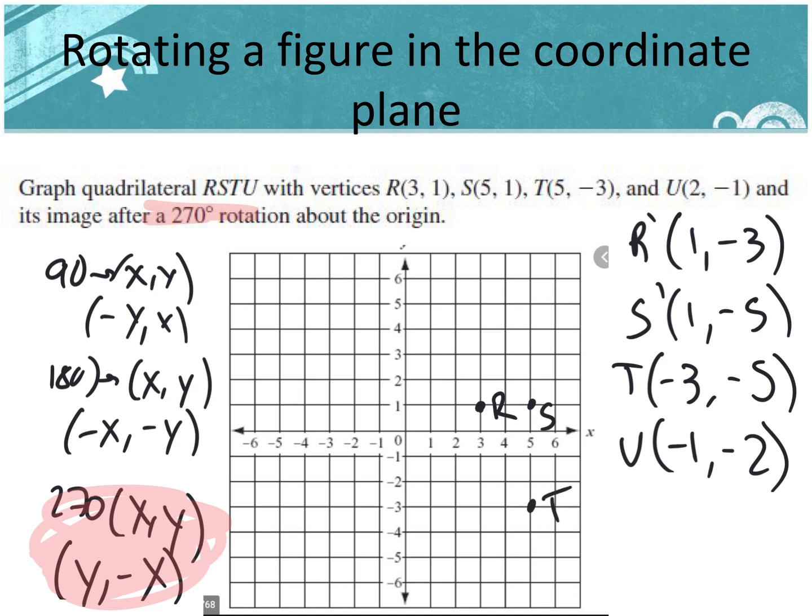This is our T. And this is our U. Now for the new one, I'm going to graph it in red, which is 1 comma negative 3. Then RS is going to be 1 comma negative 5. RT is going to be negative 3 comma negative 5. And our U is going to be negative 1, negative 2. So that's going to be a rotation of 270 degrees about the origin counterclockwise.